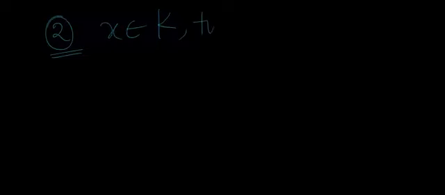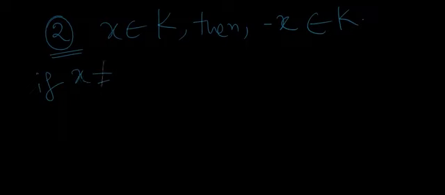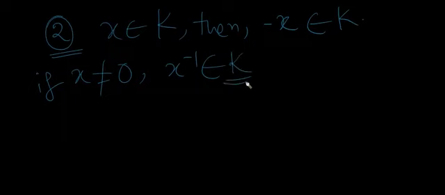The second property will be that, let's take again x belongs to K, then minus x also belongs to K. So this is another property. And if x is not equal to 0, x inverse will exist and it will also belong to K.